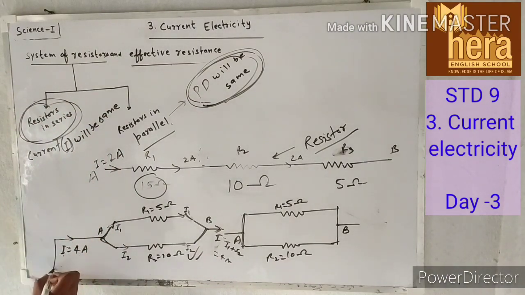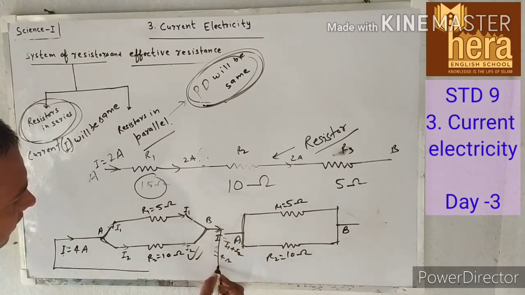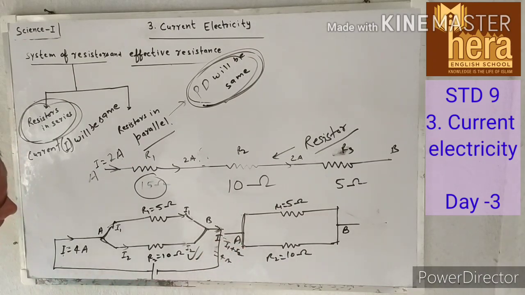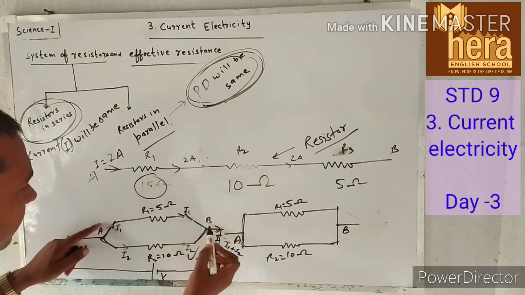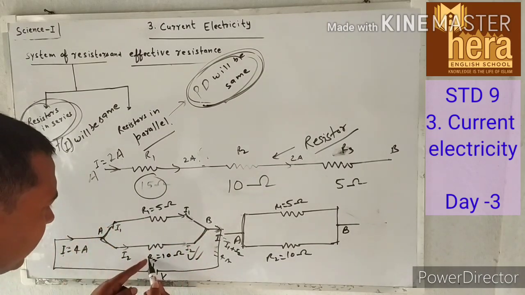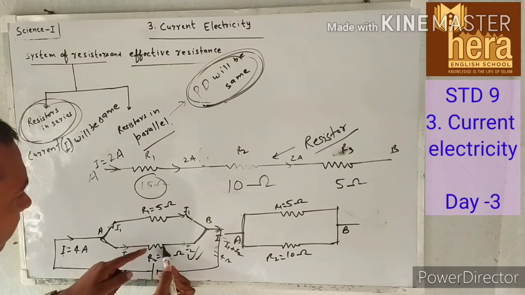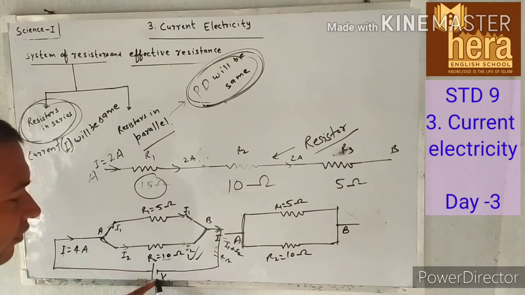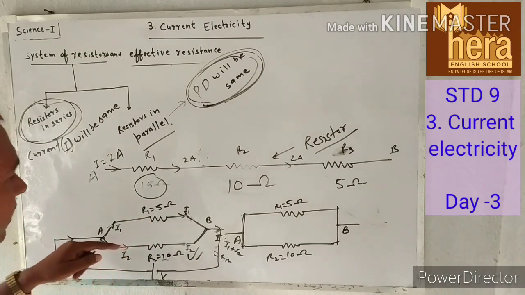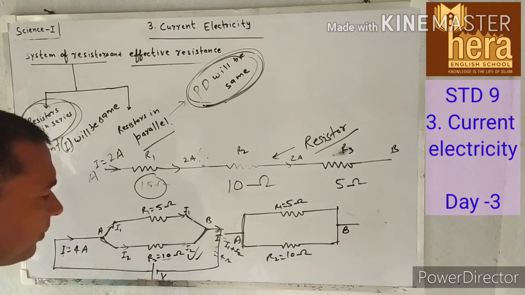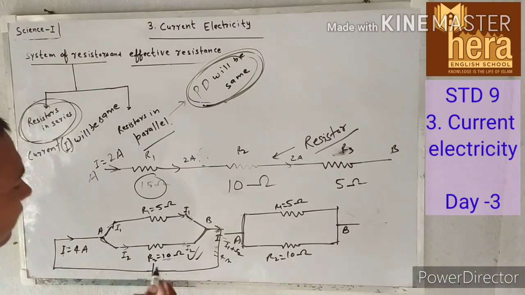this is the cell, having potential difference V. So across this resistance R1, the potential difference is V. And in case of R2, that is 10 ohm, the potential difference is again V. So if resistors are connected in parallel, in that case potential difference will be the same. Say here it may be 5 volt, 6 volt.